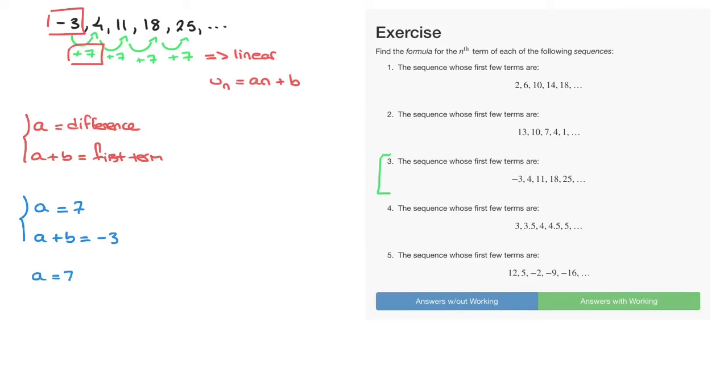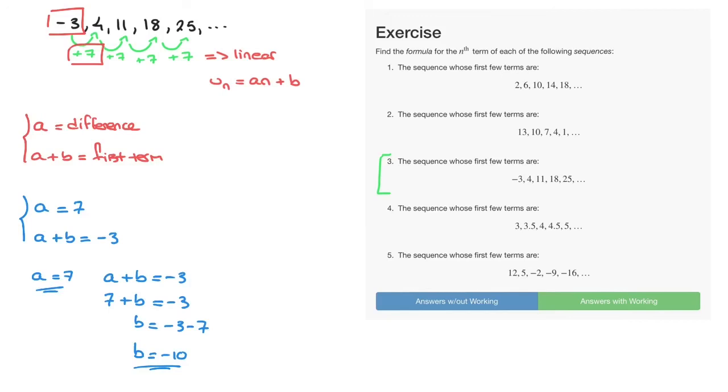A equals 7, well, there's nothing to do there, that's done. The second equation, a plus b equals -3, becomes 7 plus b equals -3, since we know that a is 7. Now we have to subtract 7 from each side of this equation, so that leads to b equals -3 minus 7, and -3 minus 7 is -10, so b is equal to -10. And we now have the values of both coefficients.